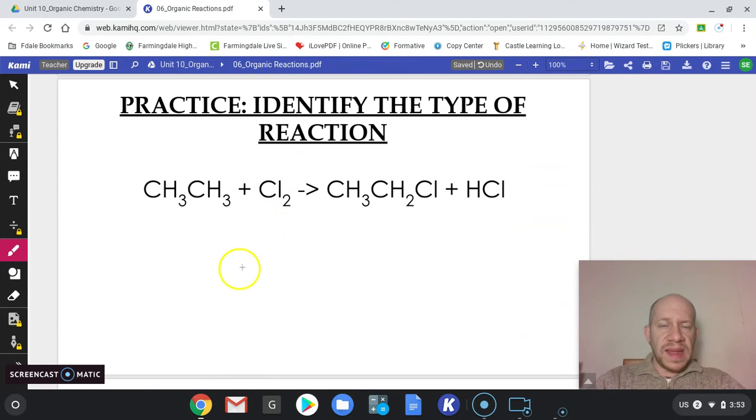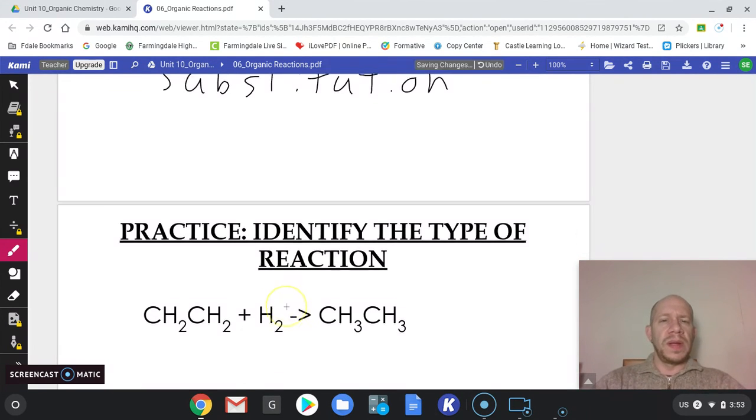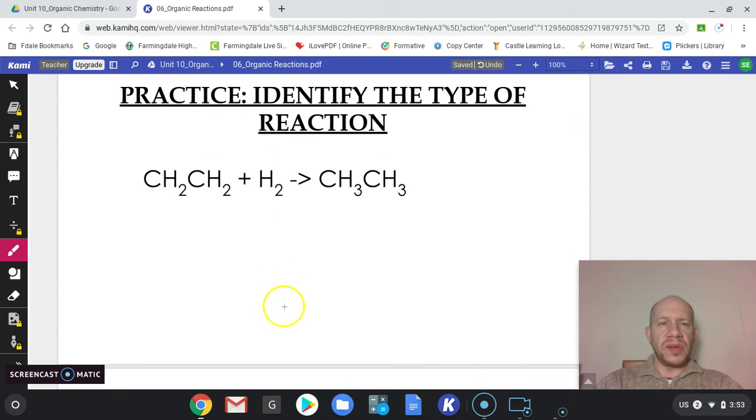So practice: identify the type of reaction. Looking at this, I can see a saturated hydrocarbon and chlorine. What I've done here is taken a hydrogen and switched places with the chlorine. Therefore, this is substitution. Identify the type of reaction. If I look at this, what I see here is unsaturated. I have a double bond here, and I'm adding hydrogen, and now I've formed an alkane. So this is addition.